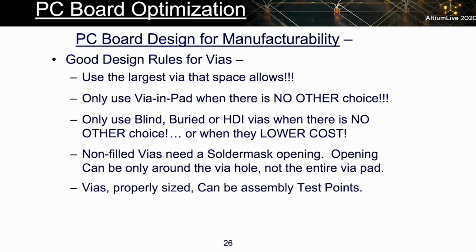Vias properly sized can be assembly test points. We used to use vias, and on certain areas of the board where we had room, we would make the pad on one side of the board or the other a 35 or 40 mil square pad with a nice big solder mask opening around the pad. We did that so we had test points for vias. I mean, if you've got a via there anyway, make it a test point if it's in an open area of the board. Why not? We did this a lot.